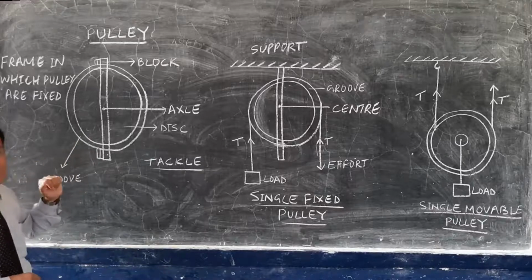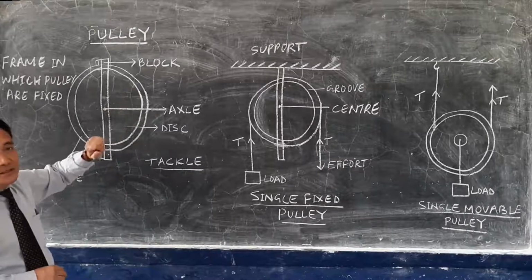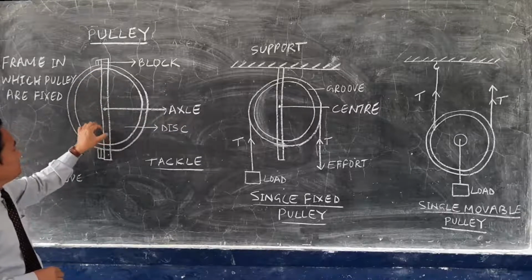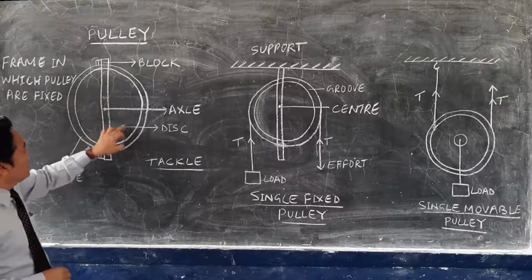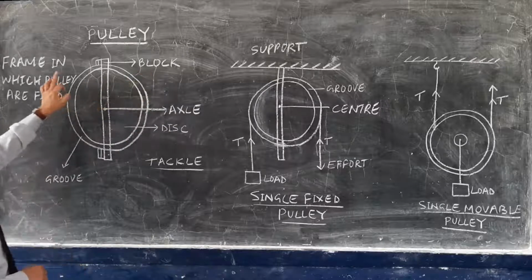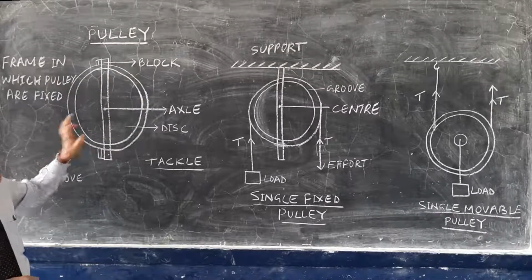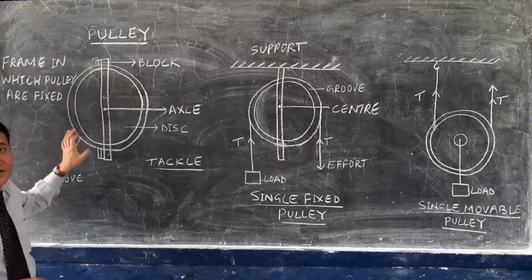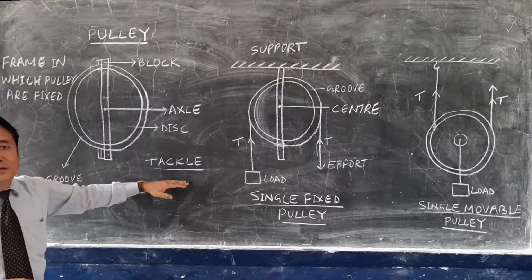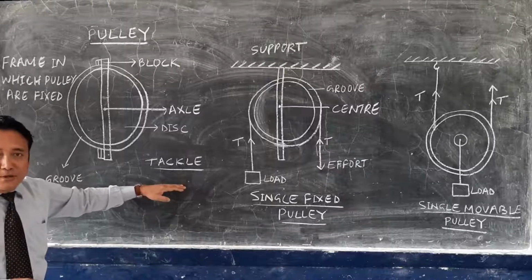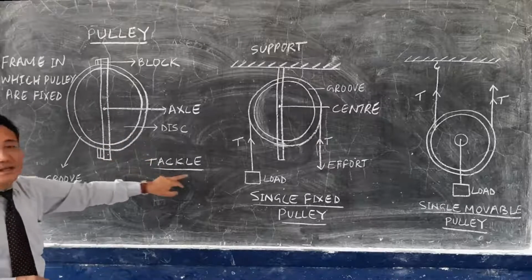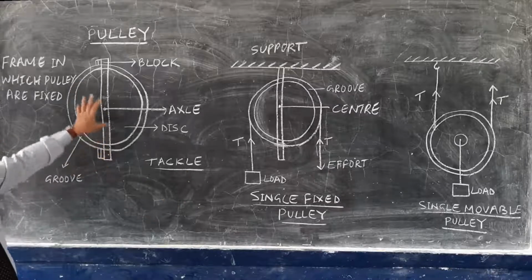Now this pulley has different parts. Number one is the axle. The axle is actually a long rod. The other one is the disc, which is a circular disc. The other one is the block. Block means the frame where the pulleys are fixed. And the other one is the tackle. Tackle means the rope or a string which goes around the pulley. So these are the parts of the pulley.